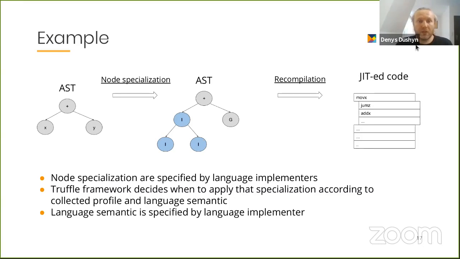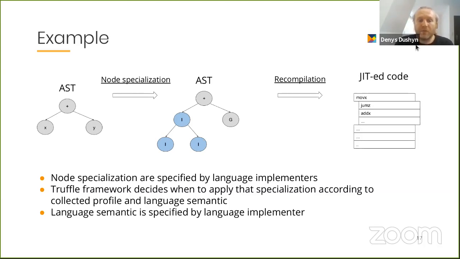The Truffle framework provides a lot of annotations and a lot of useful utilities. With the help of these utilities, it's possible to specify all the edge cases and also provide some generic cases for how to translate the instructions of a language into an abstract syntax tree, and that information will later be used by Graal in order to JIT that code, that AST.